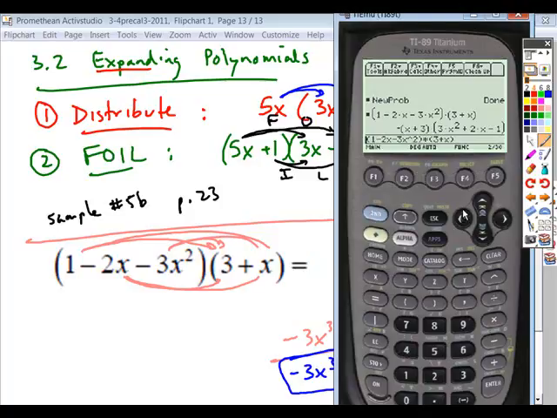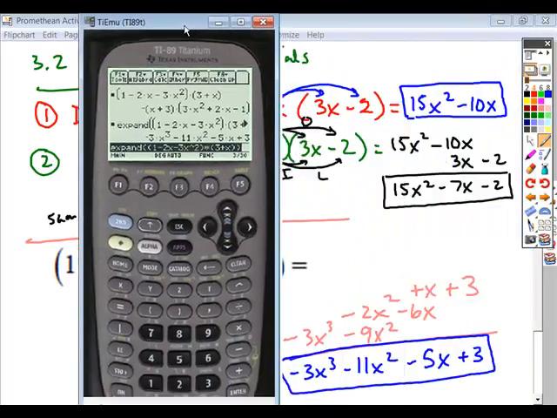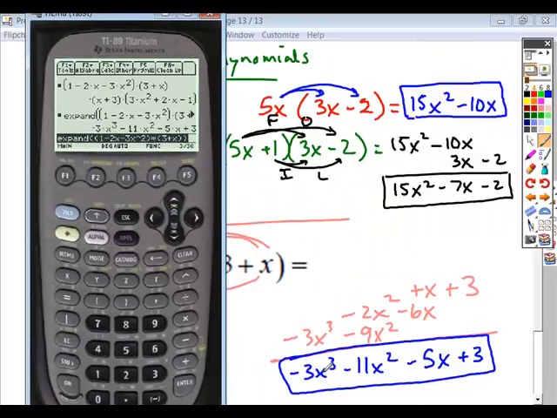So if we go to the front of that expression and we go up to the F2 algebra tab, you see the third command is the function expand. So if I use that function, or again you can just type it out if you wanted to, notice it starts with a parenthesis, so you do have to embed the entire expression or product inside parentheses. Close it off. Once you do and hit expand, it'll give you your answer, and again in this case confirm what we had. Negative 3x cubed minus 11x squared minus 5x plus 3. So it verifies that we did it the right way.